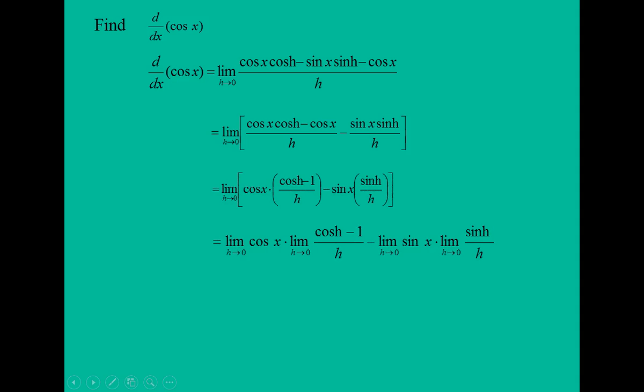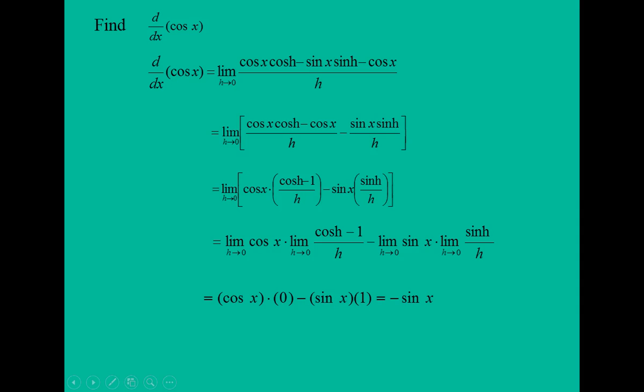And then we'll write the limit for each one of those. And again, the limit of the cosine of x as h goes to 0 is just cosine of x. And these others, we found in the last slide: the limit of (cosine of h minus 1) over h as h goes to 0, we found that to be 0.